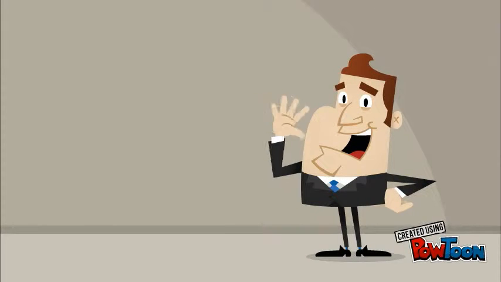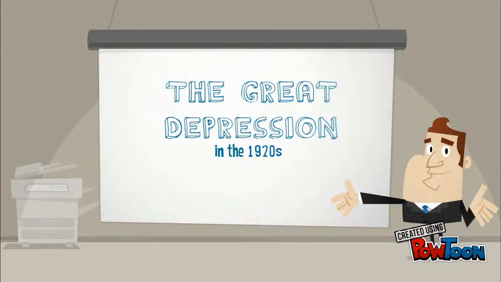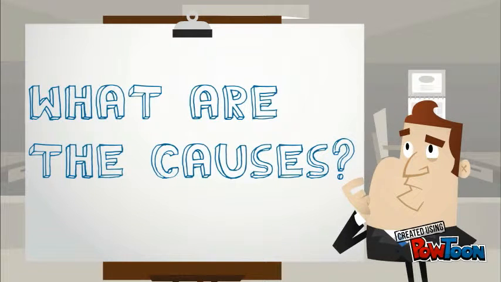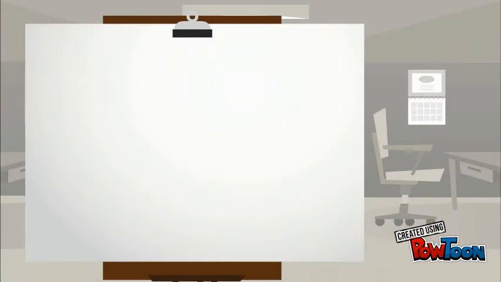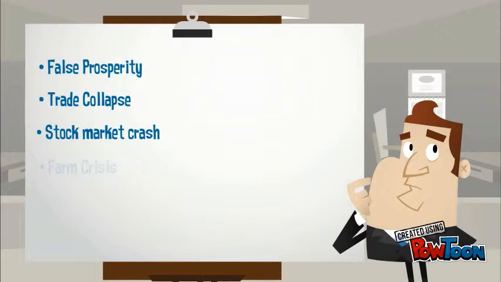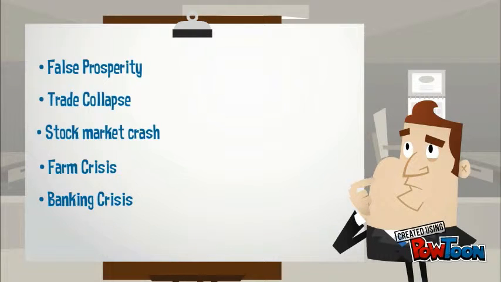Let's get started with the Great Depression that happened in the 1920s. First, we would like to figure out what triggers the crisis. Here are the 5 causes of the Great Depression, and we are going to evaluate them one by one.